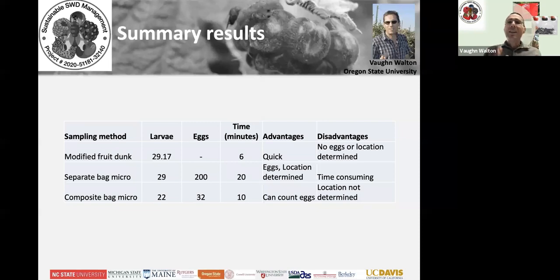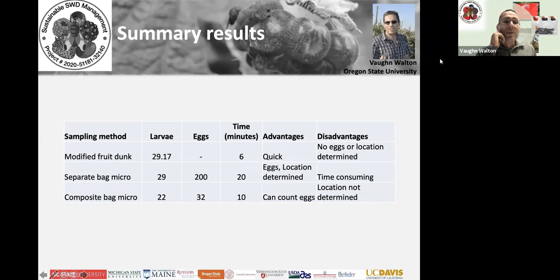But what we're seeing now from all our data in all these regions is that we're finding the majority of the eggs on the edges of the field, and we can assume that. When we're looking at the separate bag micro, not everyone's going to be able to do that method, but we can find eggs, which buys us a little bit of extra time.